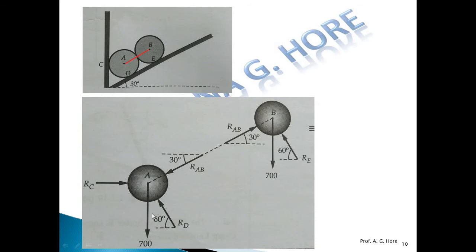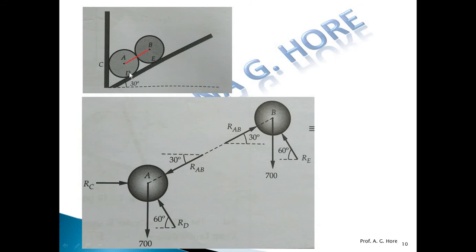Then for A, the FBD, weight of that sphere 700 Newton, vertically downward. Then this reaction RAB वो already हमने draw कर ली है, उसका angle भी हमने find out कर लिया. Then at C point is a vertical surface, that's why reaction is perpendicular to the surface and that's why it is horizontal. Okay, so towards that sphere. Reaction arrow is toward that sphere.